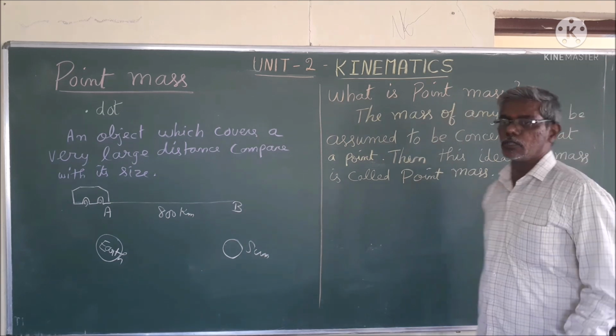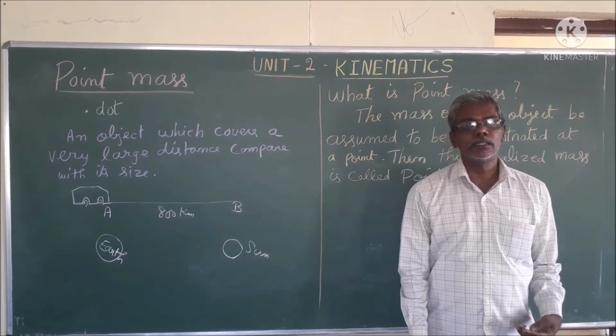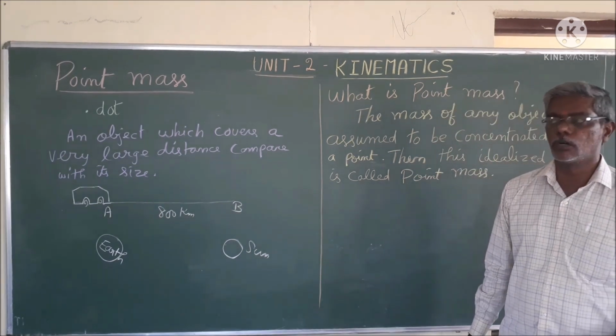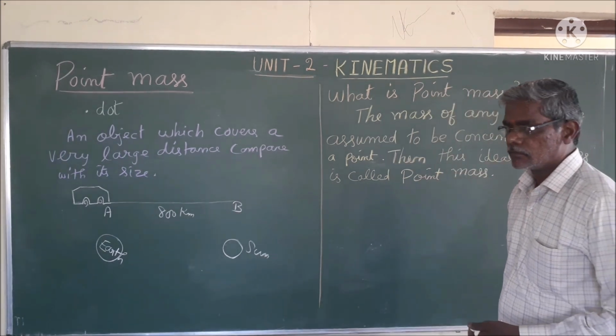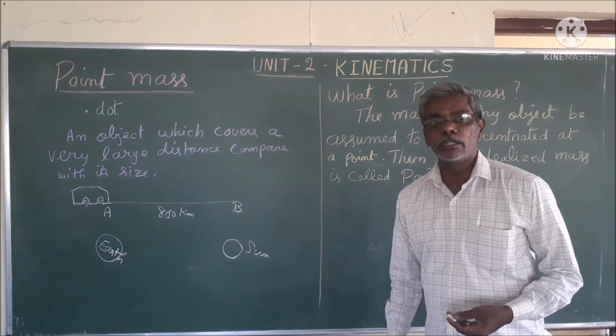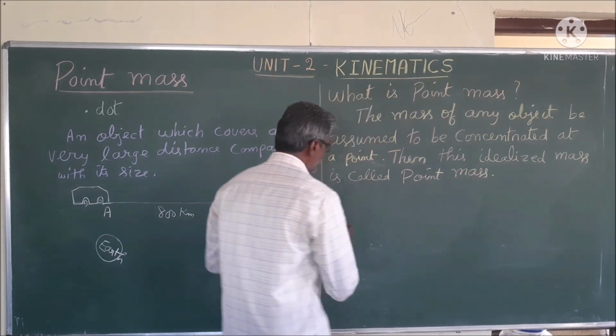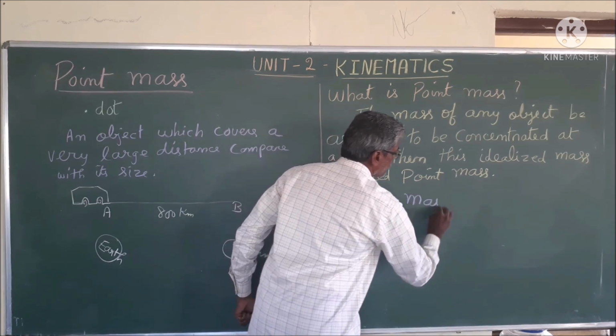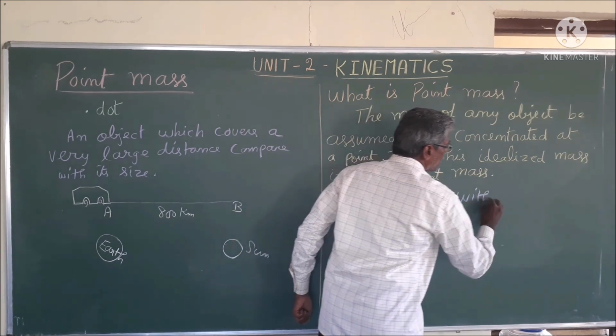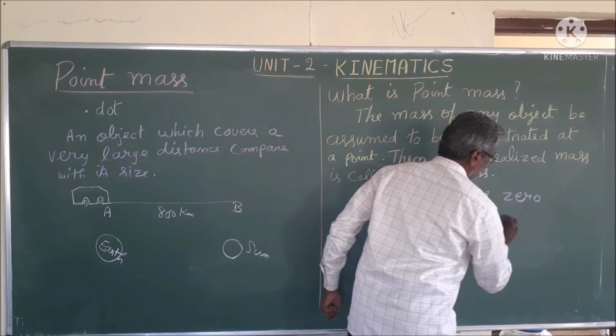Why do we need point mass? To explain the motion of the object, we need point mass. Mathematically, a point mass has finite mass with zero dimension.